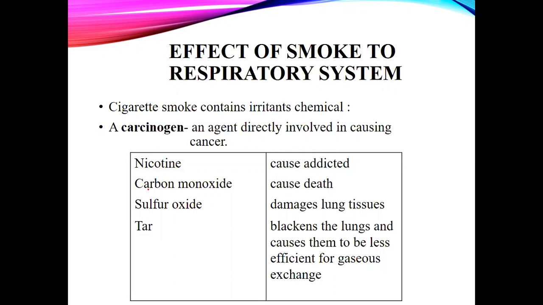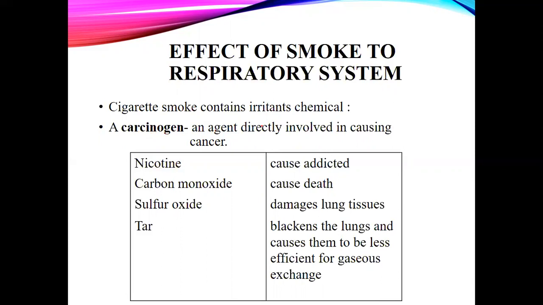Now, we want to talk about the effect of smoke on the respiratory system here. Many people actually take smoking to be fun, but it's actually a very deadly attitude. Cigarette smoke contains irritant chemicals, which are very dangerous for health, and a carcinogen, which is an agent that can cause cancer, is also found in cigarettes.